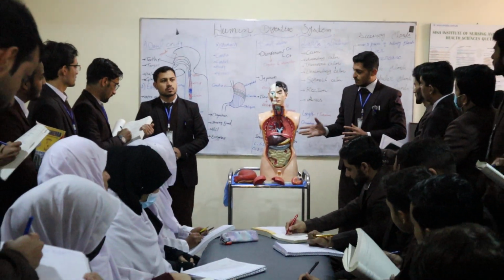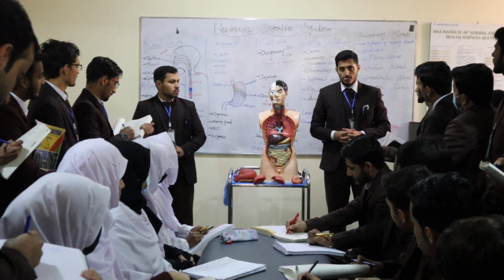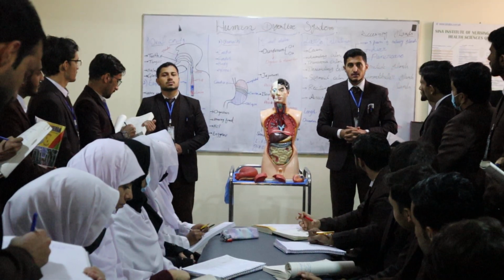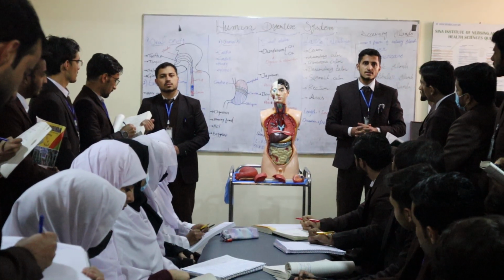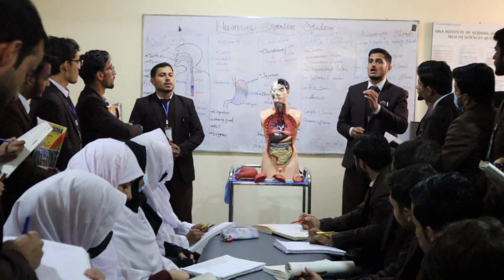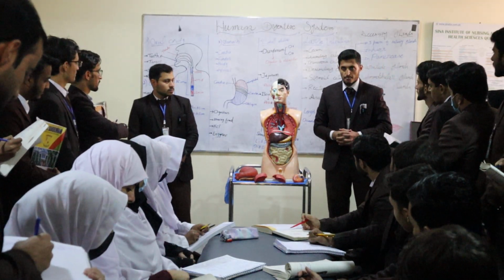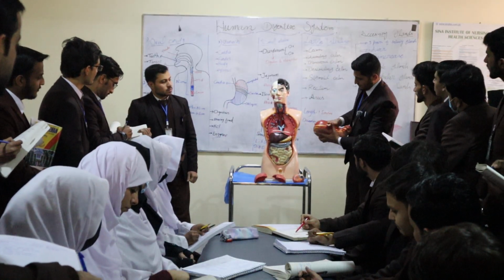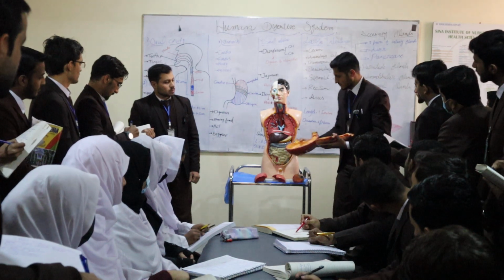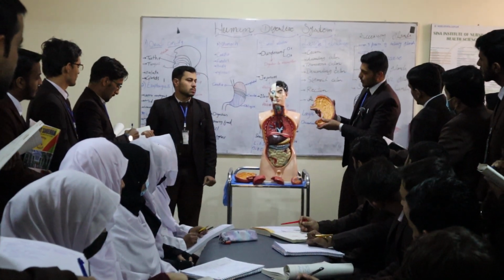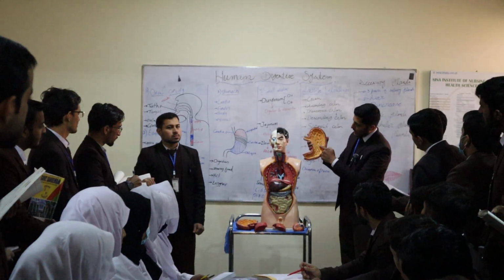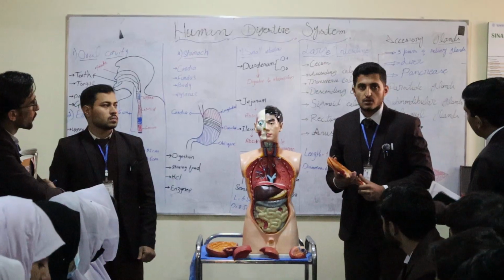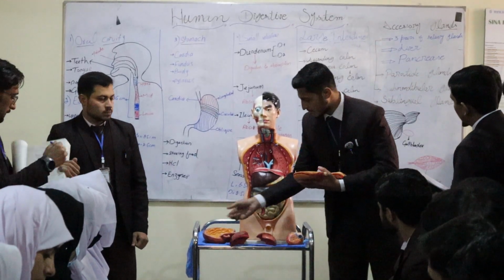Then the stomach has 4 layers of tissue, which are mucosa, the innermost lining of the stomach, then submucosa, muscularis, and serosa. Serosa is the outermost layer of the stomach. Then when you cut the stomach, there are fold-like structures. These structures are called rugae, which are present all over the stomach.